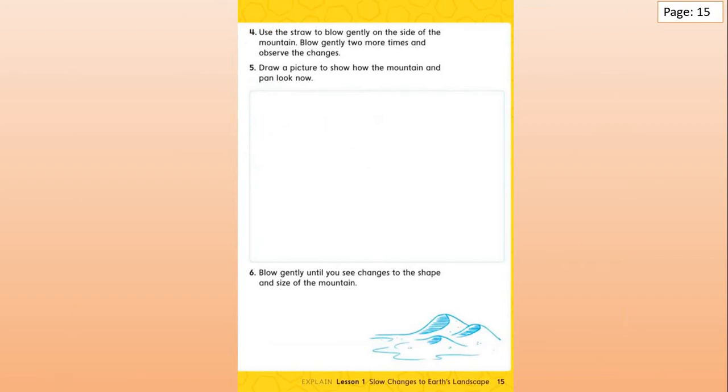After that, use the straw to blow gently on the side of the mountain. Blow gently 2 more times and observe the changes. And then draw a picture to show how the mountain and pen look now. Finally, blow gently until you see changes to the shape and size of the mountain. And now, of course, draw a picture of what the sand mountain looks like now.